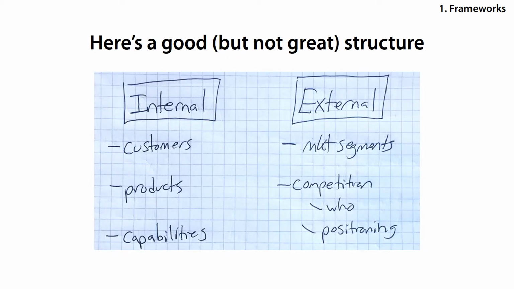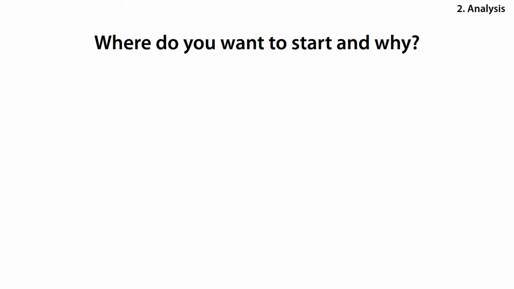Now, I'm going to talk through an example of a good, typical case structure. To address this problem, I like to look both internally and externally. Looking internally, I like to understand who are our customers, what are the types of products we sell, and what are our company's capabilities. Then looking externally, I like to see how does the market segment, who are the competitors, and how are they positioned. Now go ahead and let me know where you'd like to start and why.